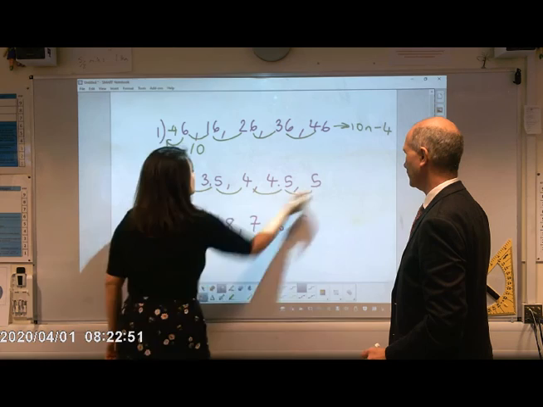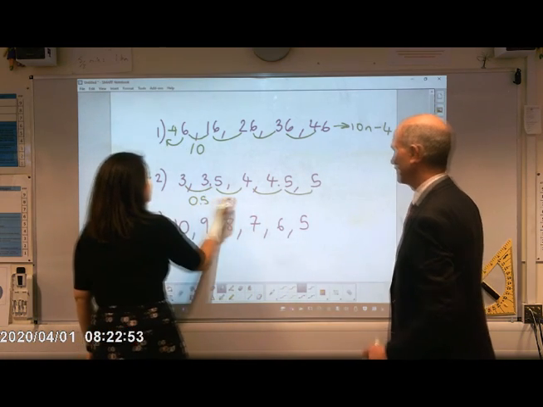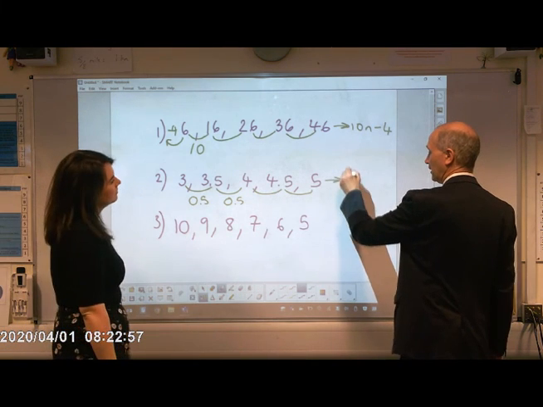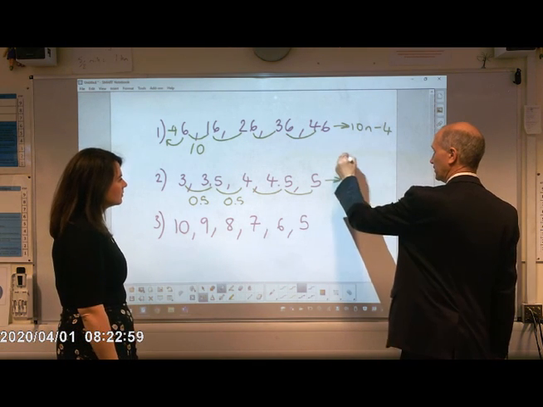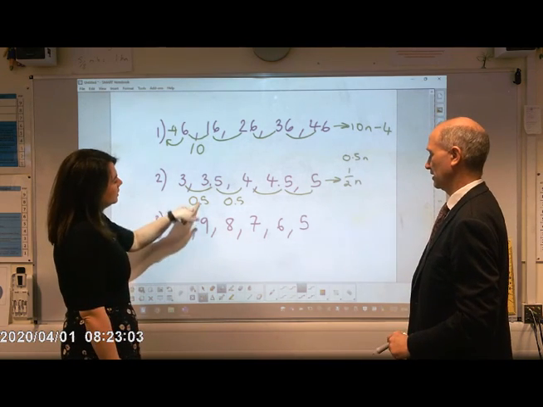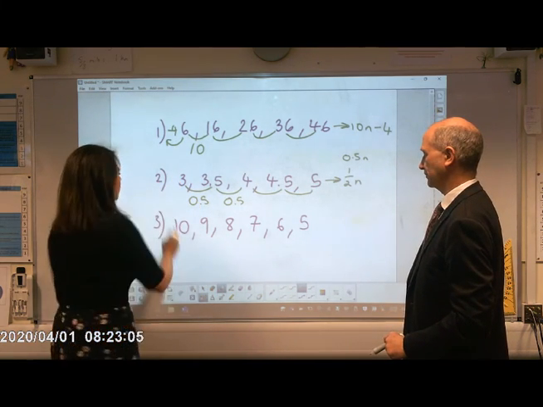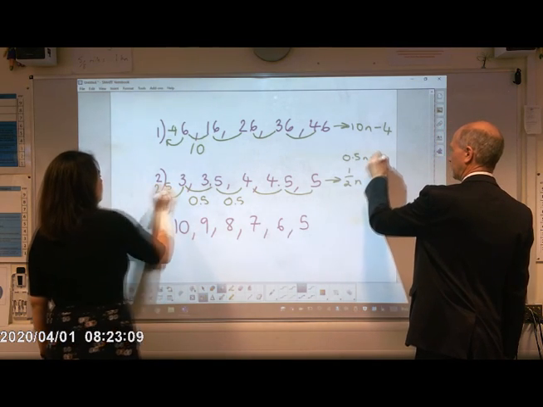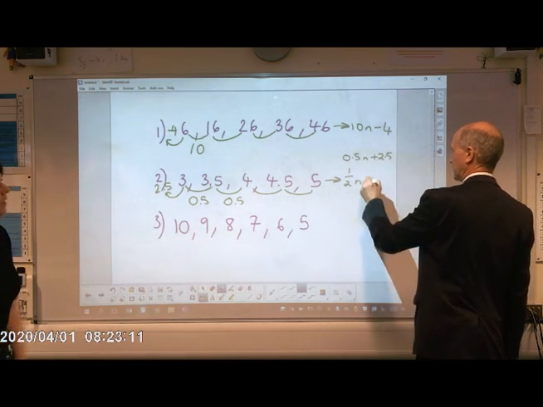Getting a bit of half, are you? She's going up in 0.5. So should I put a half n? Yeah. Or I could put 0.5n. Either is beautiful. Happy with either. What do I have to do to 0.5 to get to 3? Add 2.5. Or take away 0.5, it is 2.5. Add 2.5. So you can do it whatever way you like.